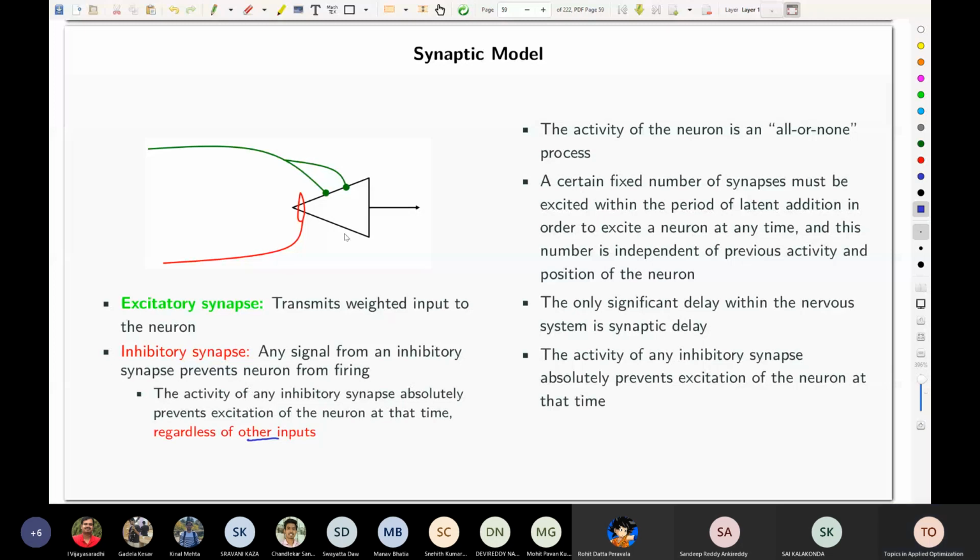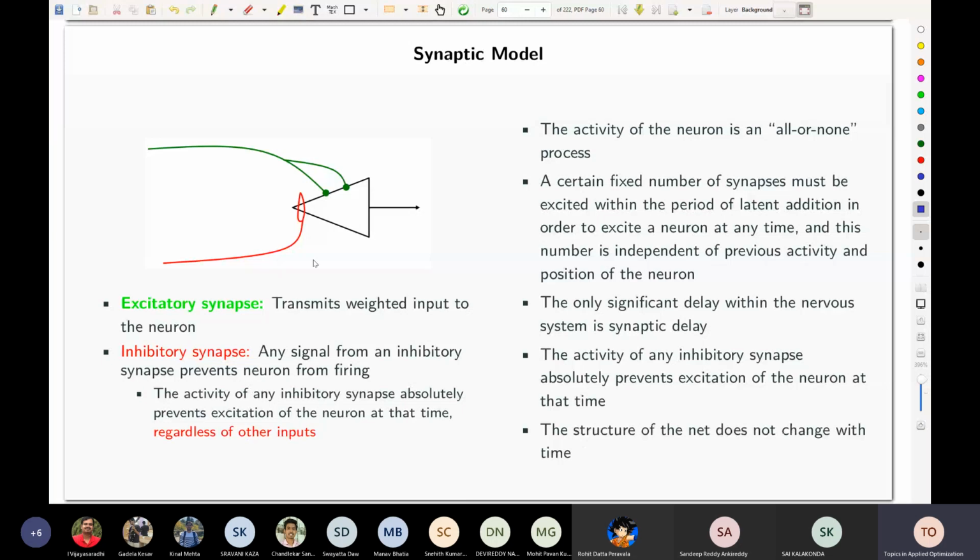Now, what the signal strength is and how signals will be processed is a different story. But we are at a very top-level modeling here, where we have these two things: the excitatory synapse and the inhibitory synapse.